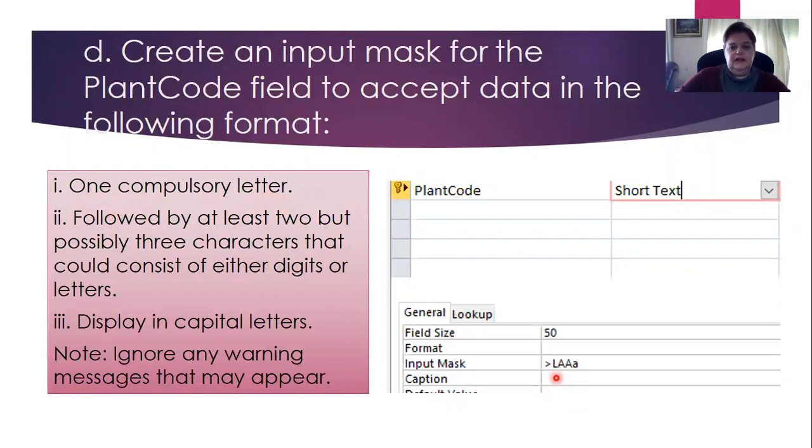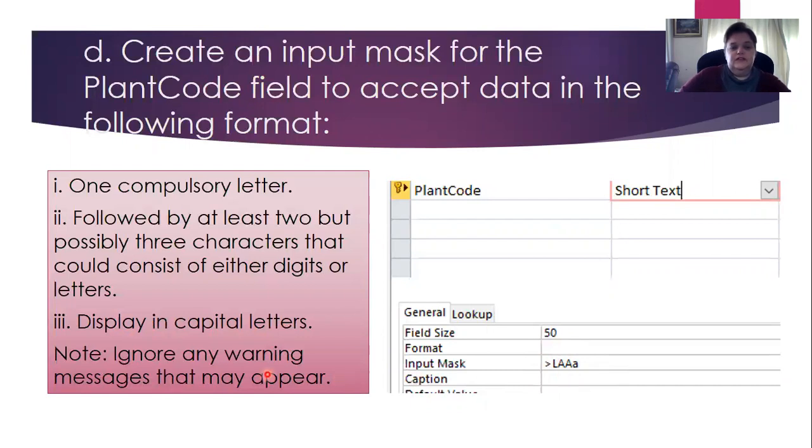I will put an L. Followed by at least 2, but possibly 3 characters that could consist of either digits or letters. So I'm going to put 2 digits, so AA and then a little a. So it can be 2 or 3. Then it says display in capital letters. How do I make it in capital letters? Very simply, I place a greater than angle bracket in front of my code to make sure that the entire code is written in capital letters.